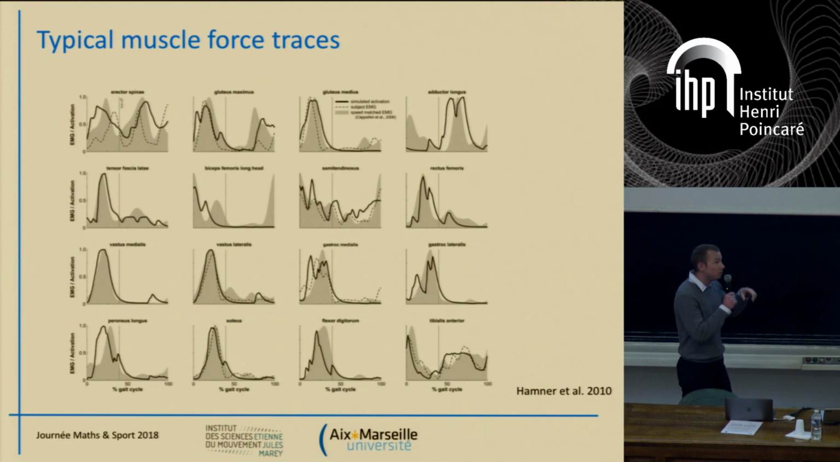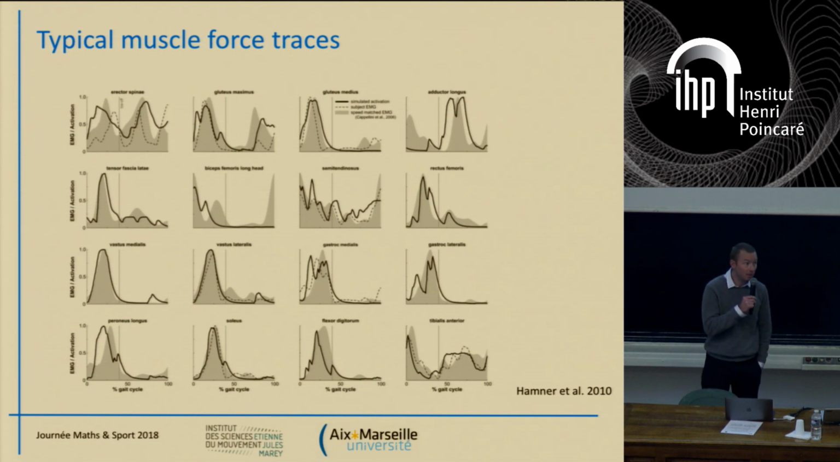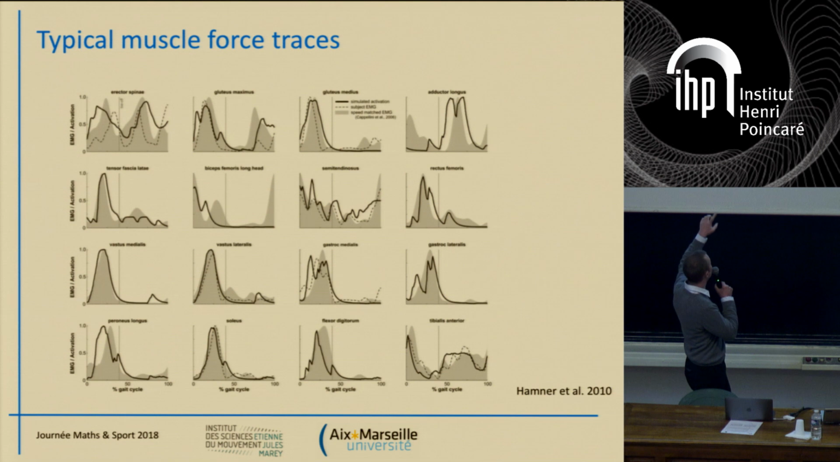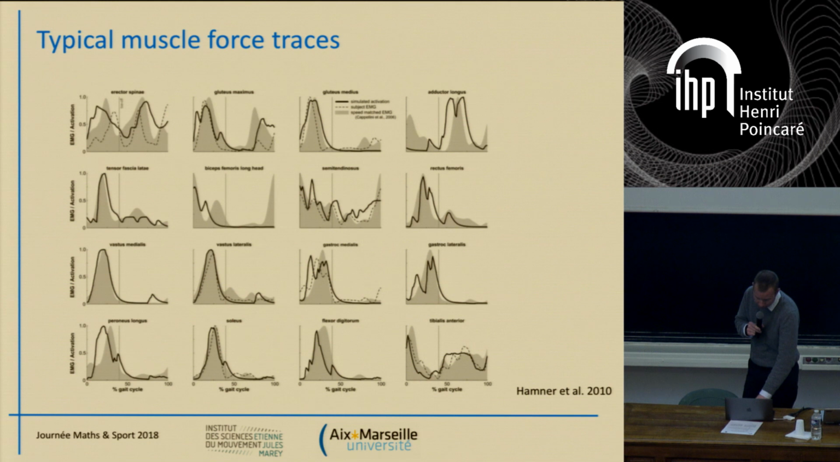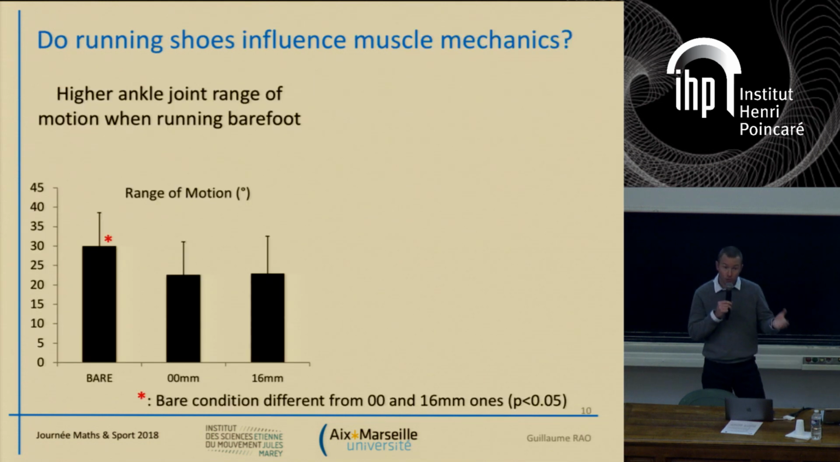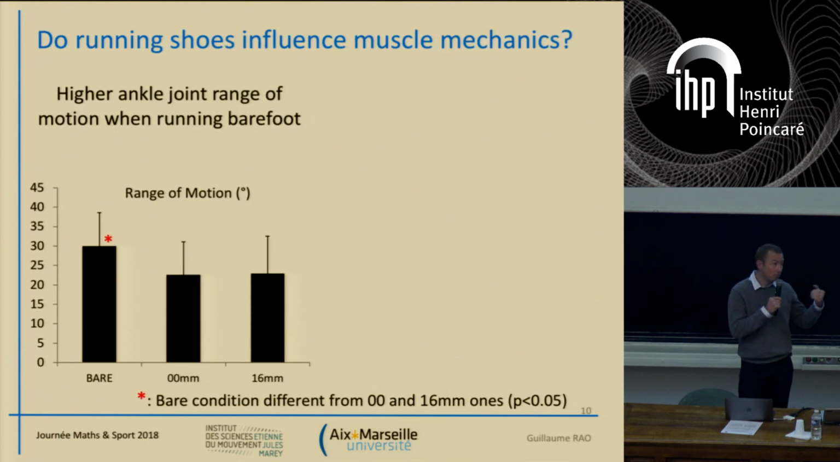Without going too much into details, that's the typical graph we have. For each muscle, each graph is a muscle, and we have the time course of the muscle force while the subject is running. And what we do is compare, for example, for different kinds of shoes, the behavior of the subject with this shoe.